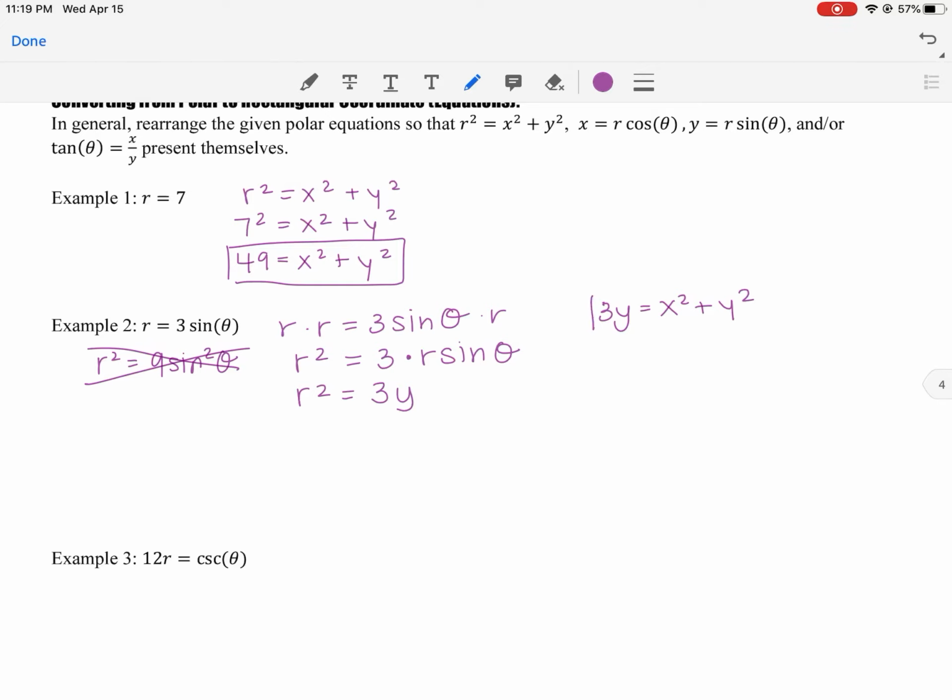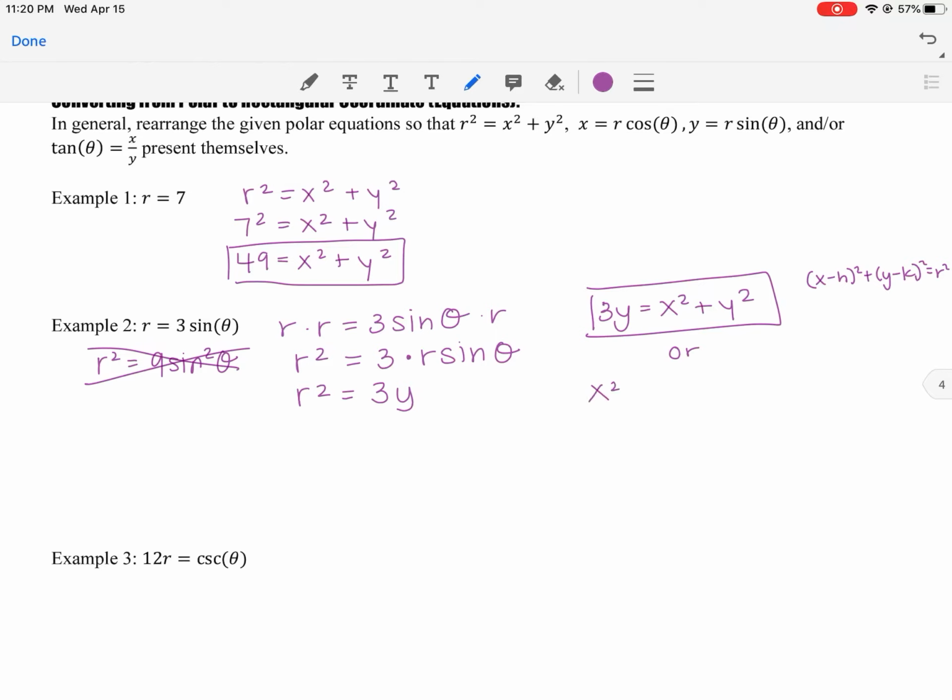You can leave it like this, or what they'll do sometimes is they will rearrange it such that you will get what it looks like in a circle. Don't you guys remember when we studied conics in 1050 where you get (x minus h) squared plus (y minus k) squared equals r squared? So we'd complete the square.